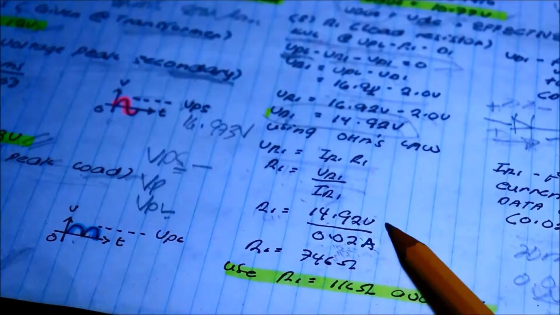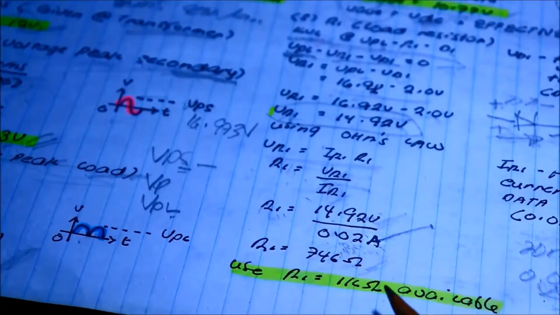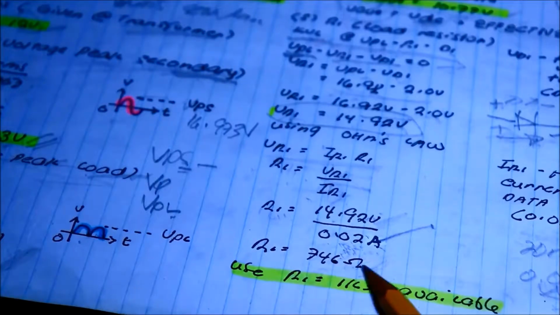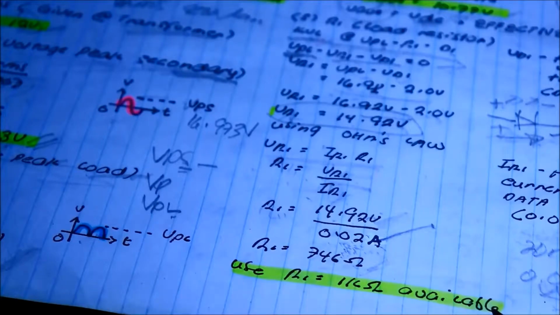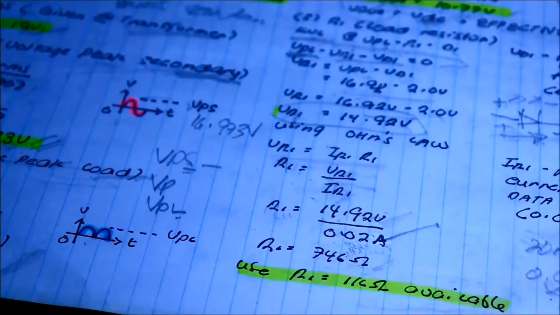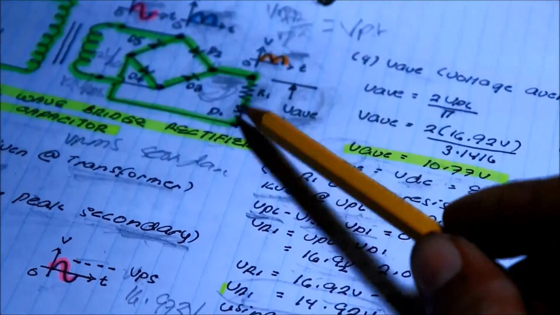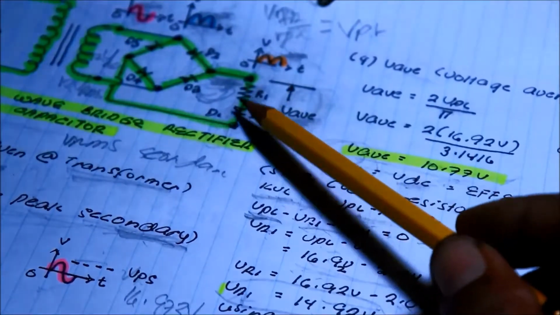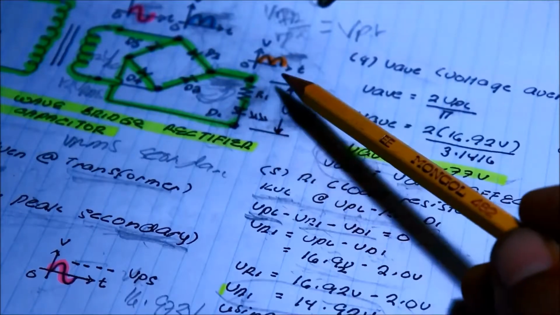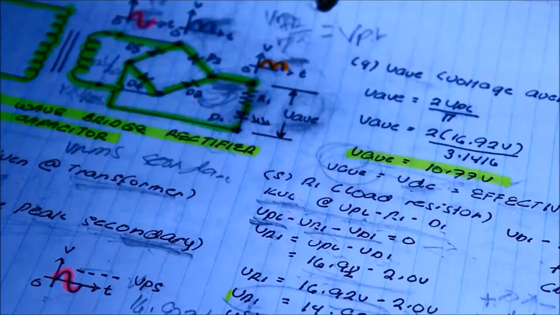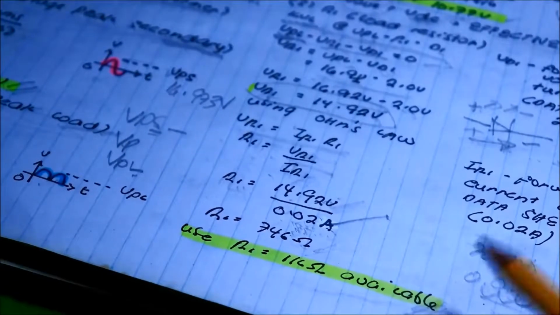Simplifying, 14.92 divided by 0.02, we get 746 ohms. I don't have 746 ohms. I use 1 kilo ohm, my available resistor. And it is okay. So the value of the load resistor now, to limit the current that flows at the LED in order not to burn out the LED, in order not to damage this LED, is 1 kilo ohm. So we have now solved the load resistor, 1 kilo ohm.